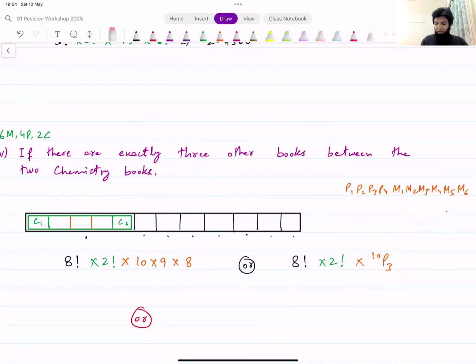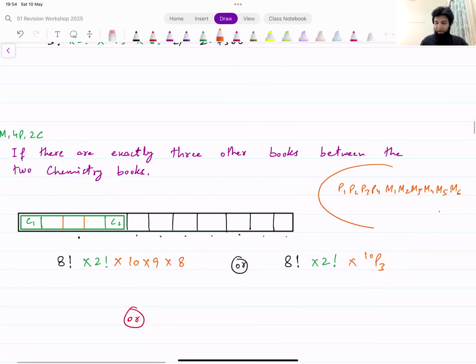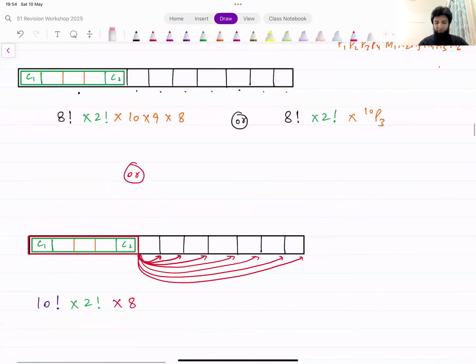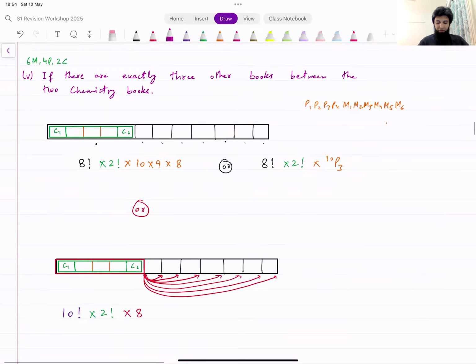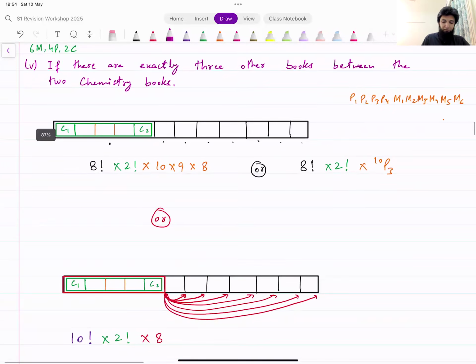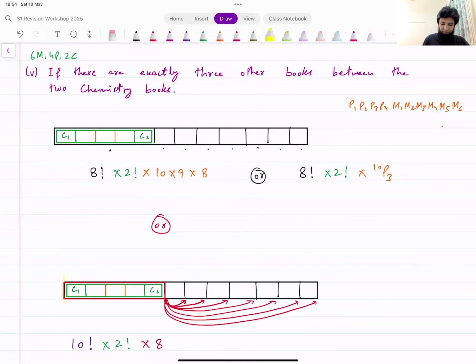All right. What if we have repetitions? In that case, this method is not going to work. The more general method for such problems is going to be this. We think of it another way. We think of it like this. We say, again, we have 1 big box. And in that big box, we've got the chemistry books on the sides.